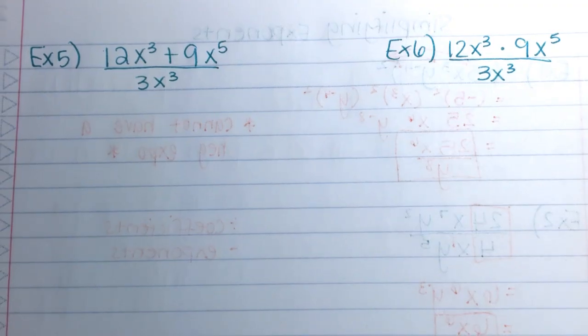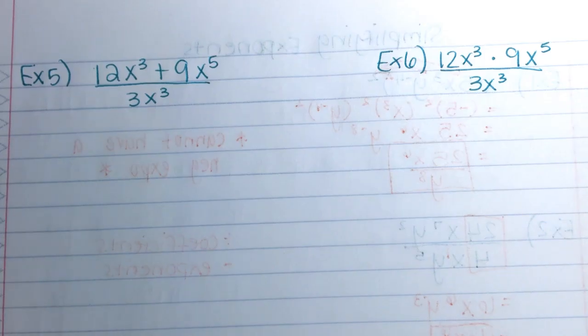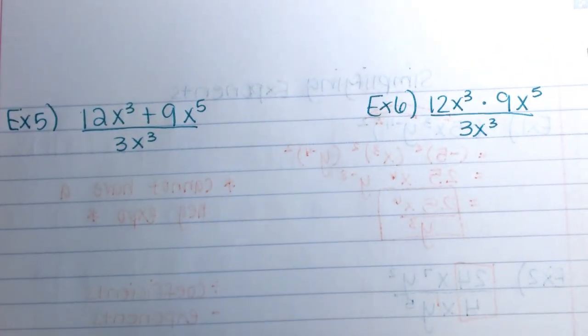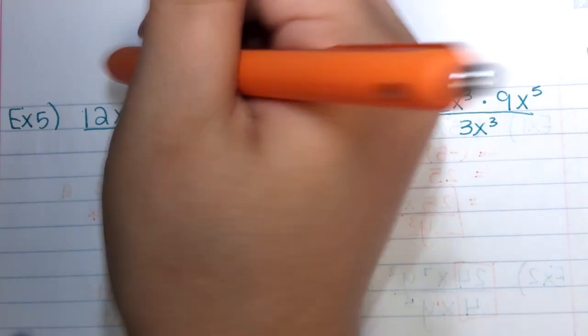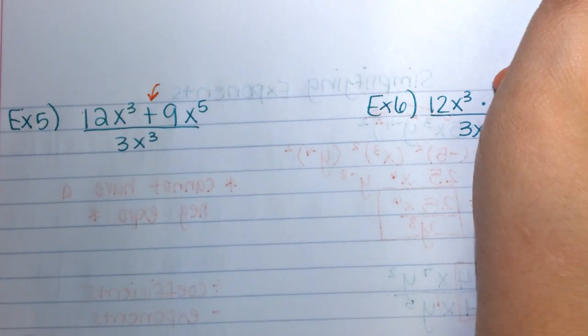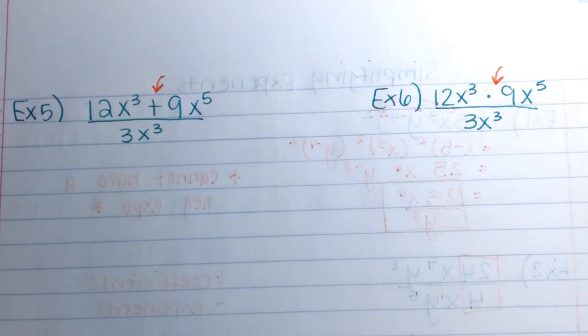All right. So, did you get the same answer or different answers? We should have gotten different answers. Why should we have gotten different answers? This is adding. What is this doing? Multiplying. All right. When you add, what should your first step be here?